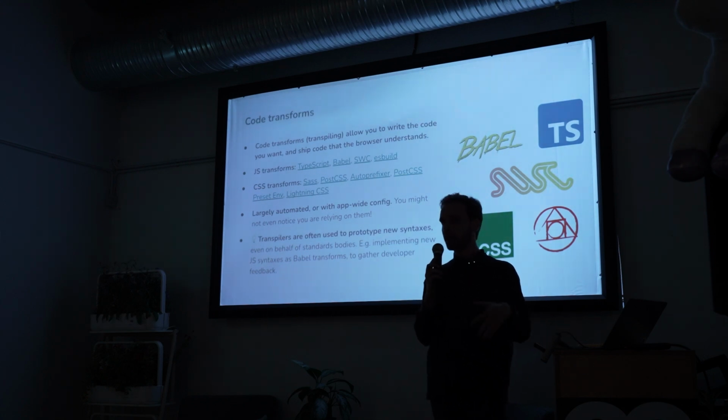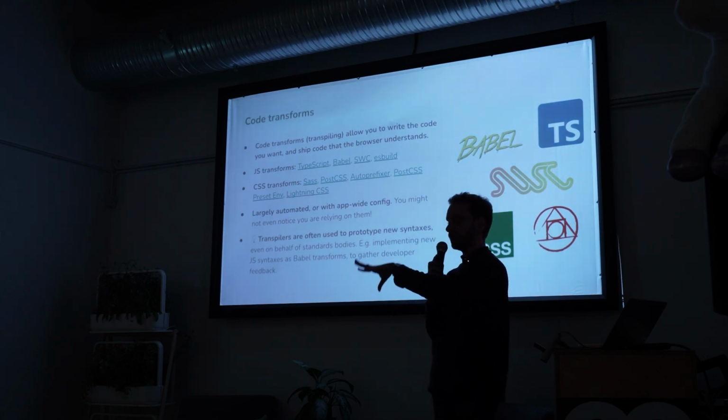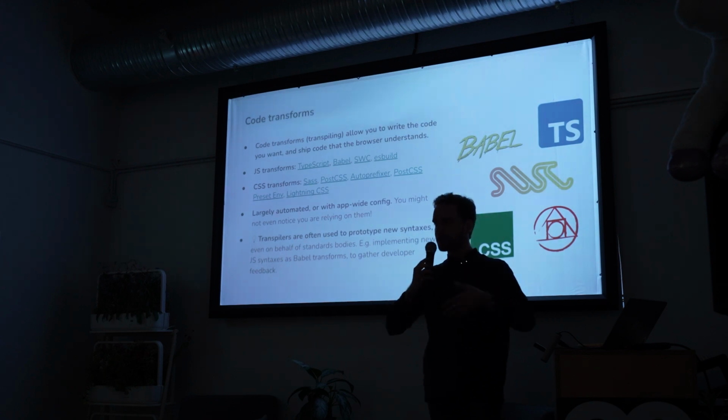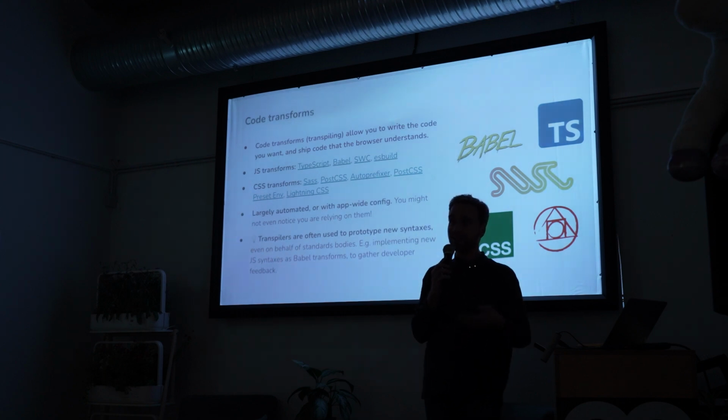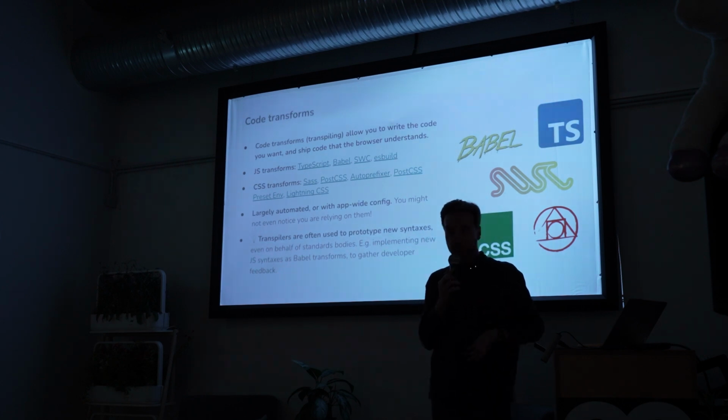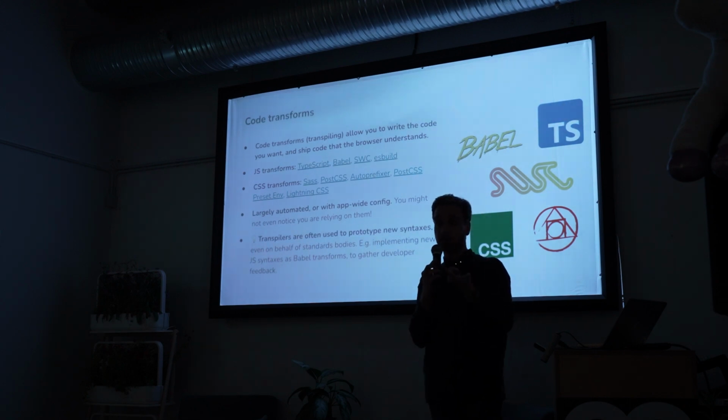Basically, the idea is that you write the code that you want to write, and you ship code to the browser that it understands. They became really popular around a decade ago when JavaScript was having this renaissance of new features and specifications, and people really wanted to use the latest and greatest, like classes or arrow functions. And so Babel and other things came to the scene, and basically you write the code you want, and they automatically transform it. TypeScript is also a transpiler, basically, as is SWC, and so on. And there are equivalents also for CSS. PostCSS does the same job for CSS.